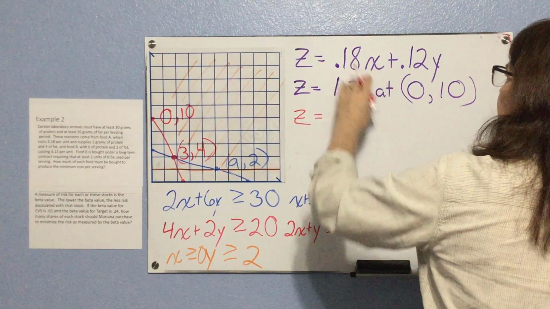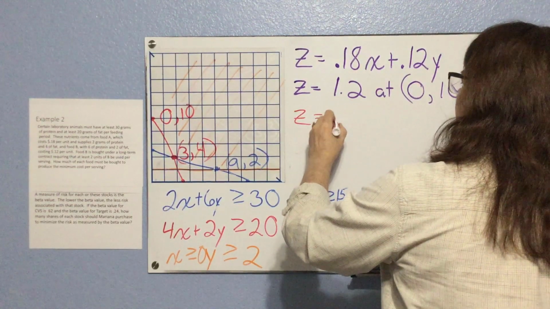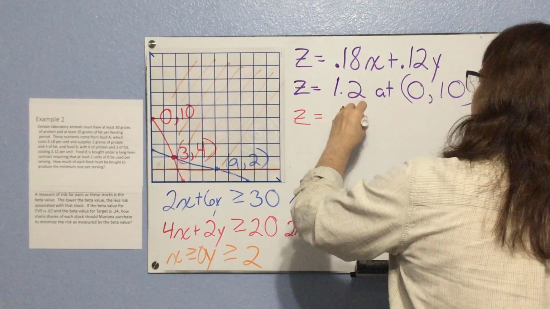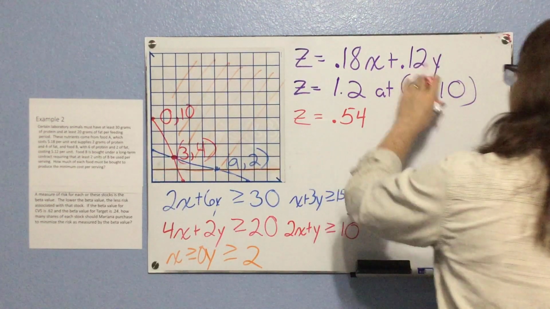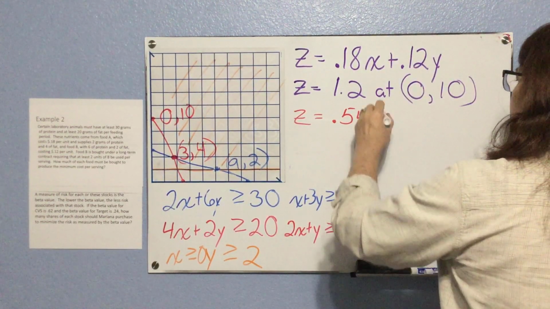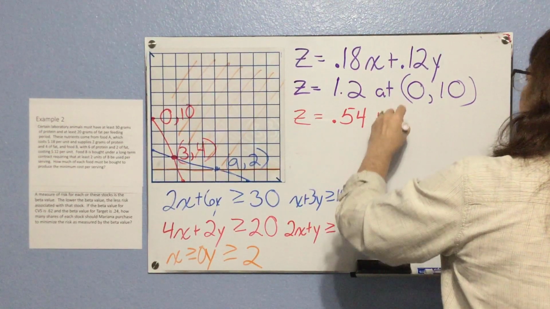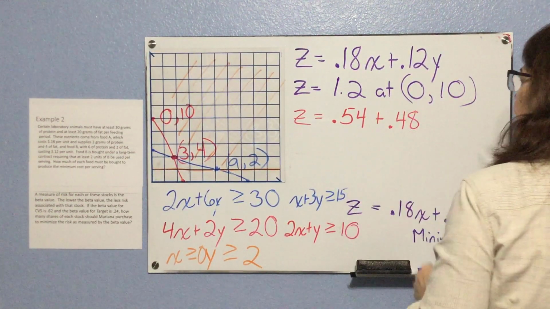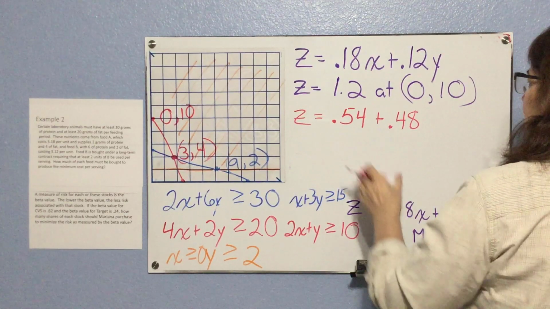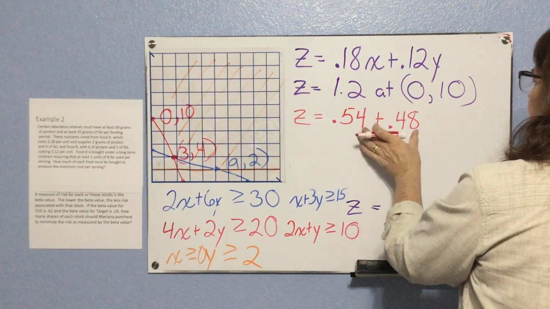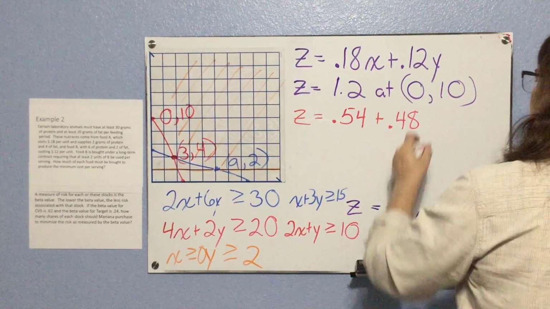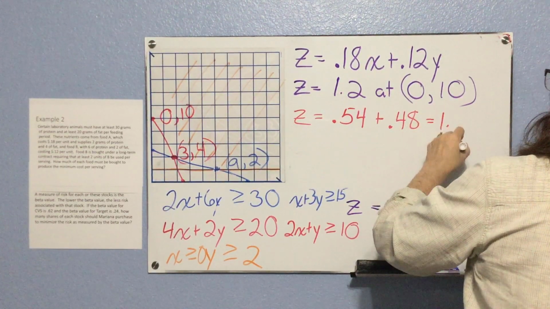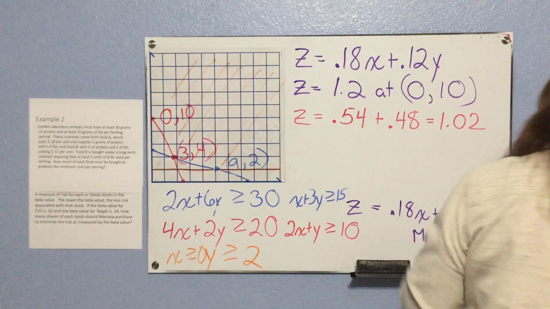So 3 times 0.18 would be 0.54, and 4 times 0.12 would be 0.48. So that's 0.9, plus 0.12, so 1.02.